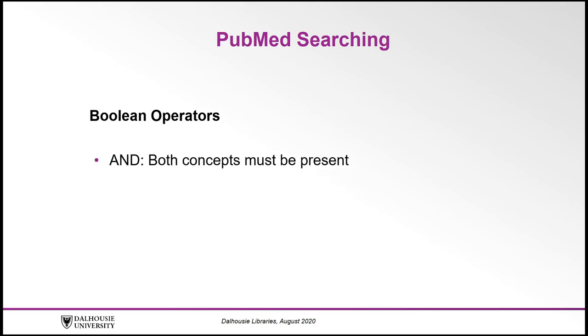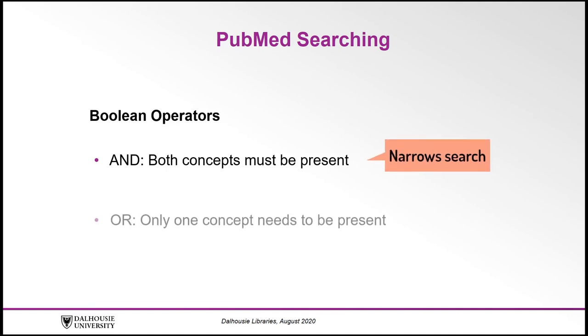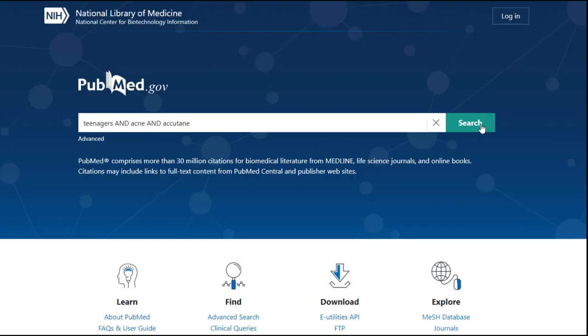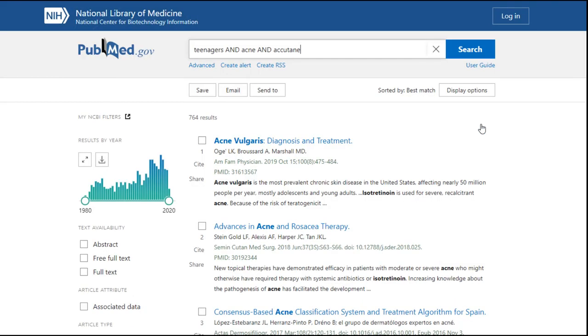And means both concepts must be present in citations retrieved, which narrows your search. Or means only one concept needs to be present for a citation to be retrieved, which broadens your search. Now let's click the search button to run our search. The results screen indicates that we've retrieved over 700 results.